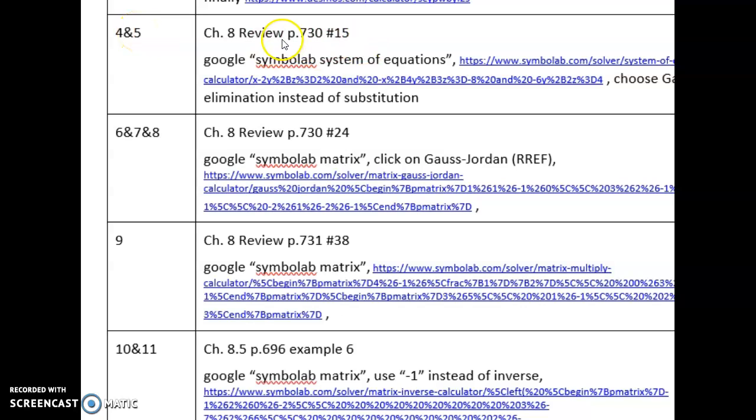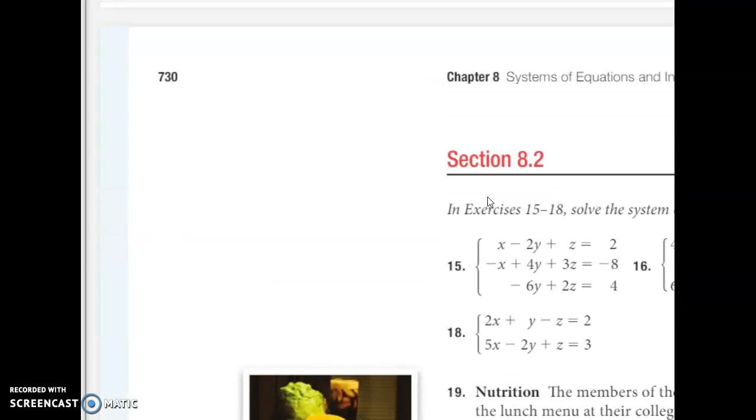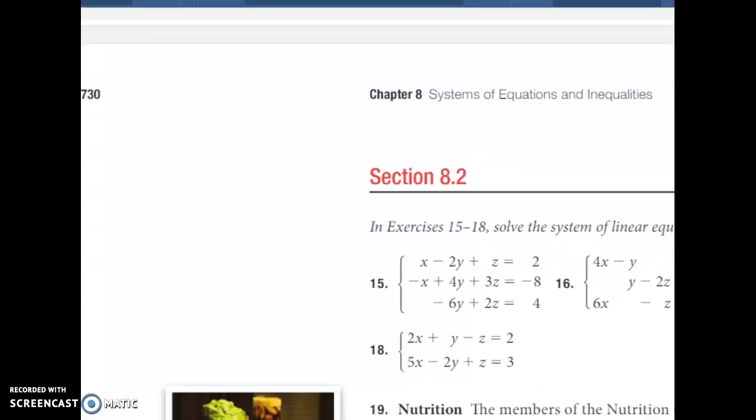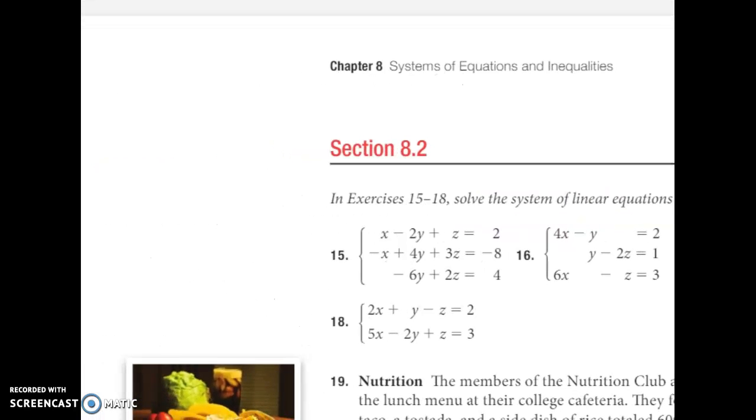So for the next one, these are problems 4 and 5. On the exam, I chose from the review problem 15. So let's look at this one here, the original one. This is from the book. And there's problem 15. Solve the system of linear equations using Gaussian elimination. Right here is what it says. All right, so let's go over to Symbolab, respectively.